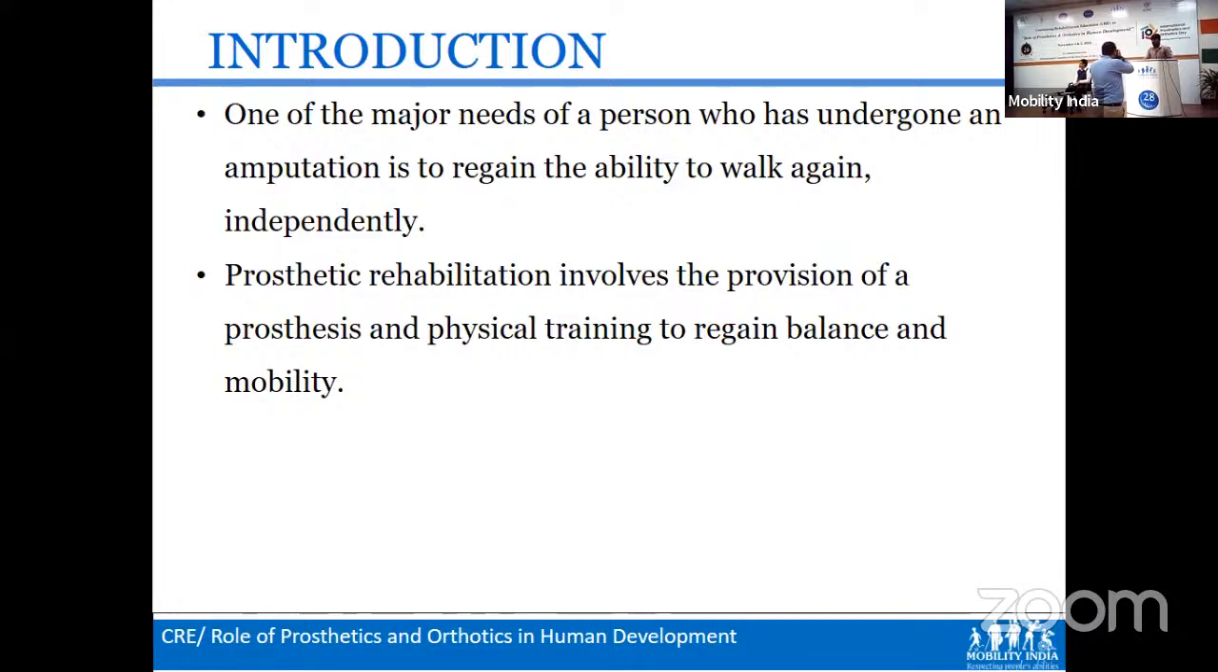As we already know, a person who has gone through amputation will have to regain the ability to walk again. They will face more problems in gaining their walk.